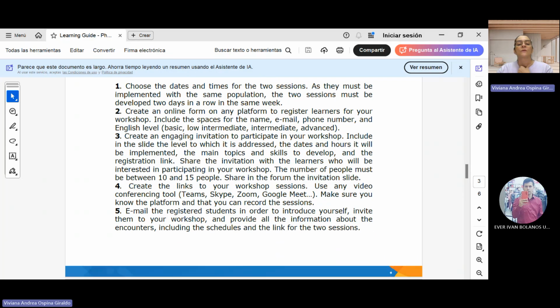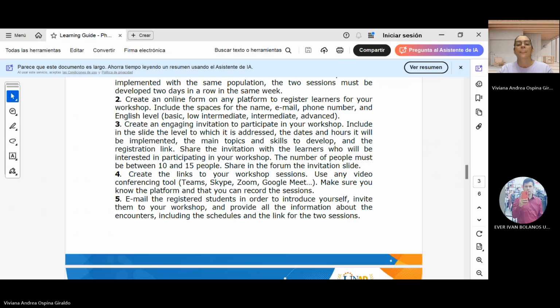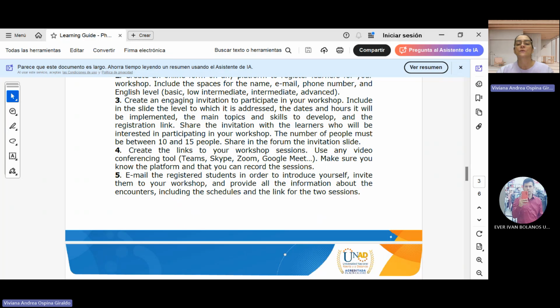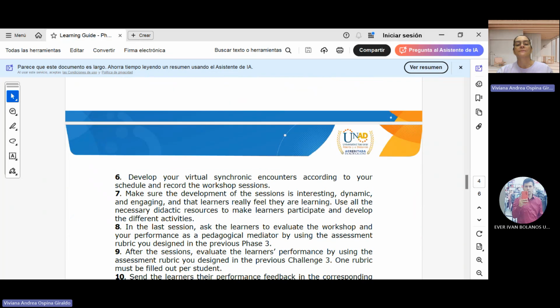Then you have to create the link for the workshop sessions in Teams and Skype and Zoom, Google Meets. And make sure that you know the platform and that you can record the sessions. You have to record them. Ahí tienen que estar grabadas. And email the registered students in order to introduce yourself. Invite them to the workshop. Y todo eso lo tengo que hacer antes de empezar.